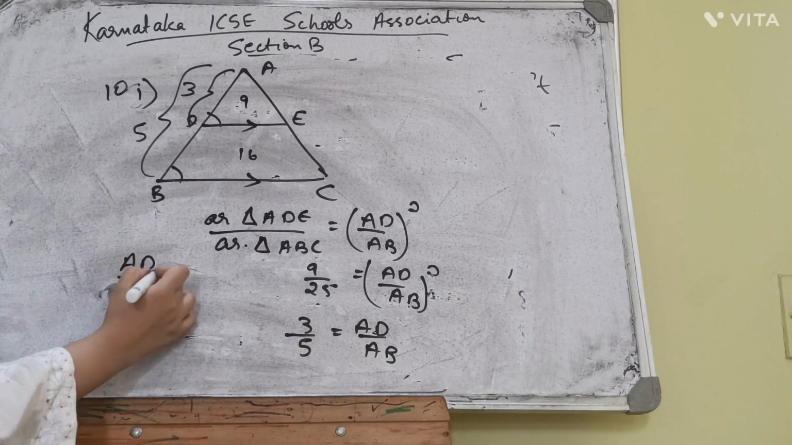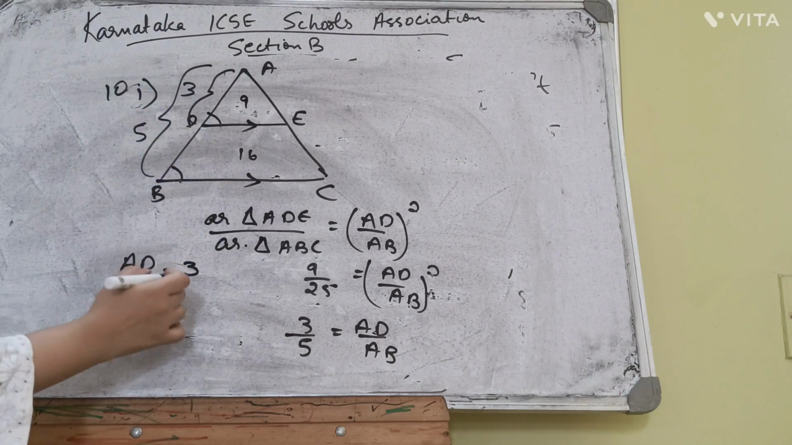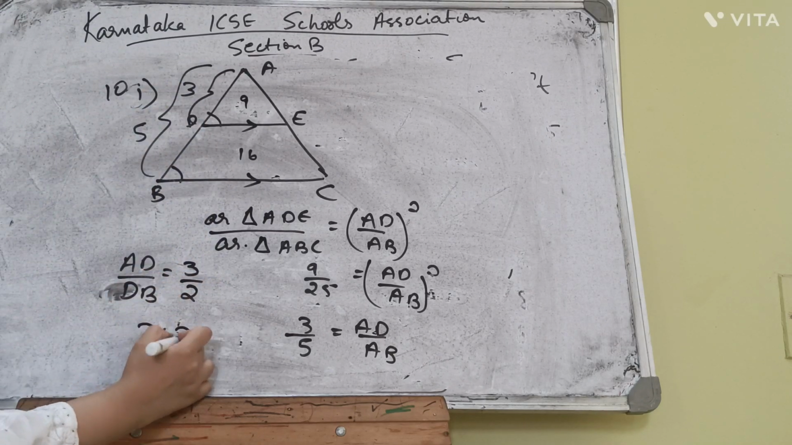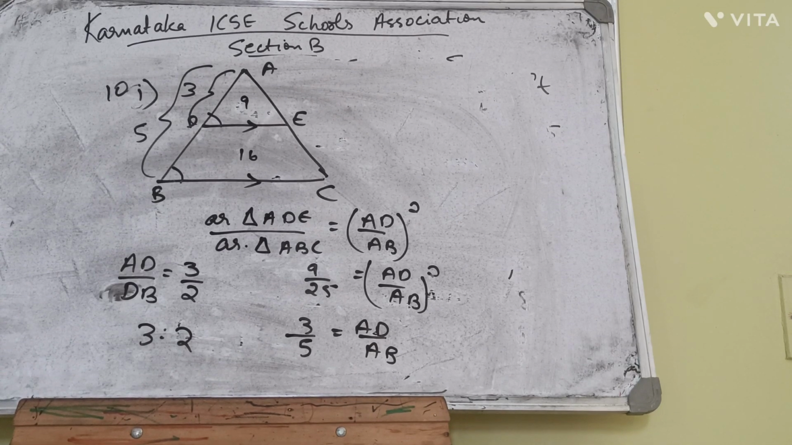But the question they are asking is to find AD by DB. So AD we know is 3. DB will be 5 minus 3, which is 2. Therefore the ratio is 3 is to 2.